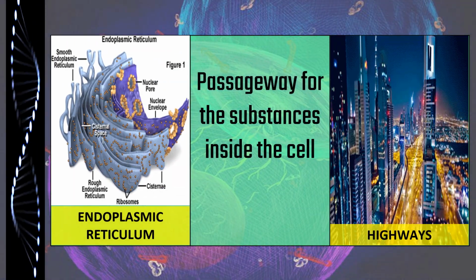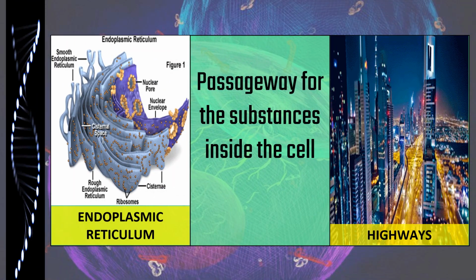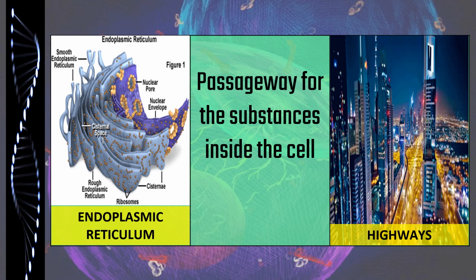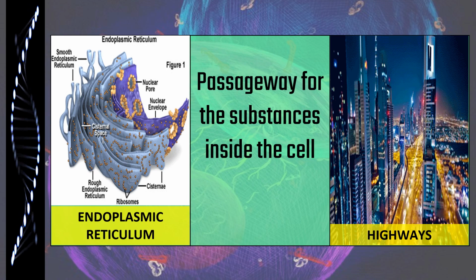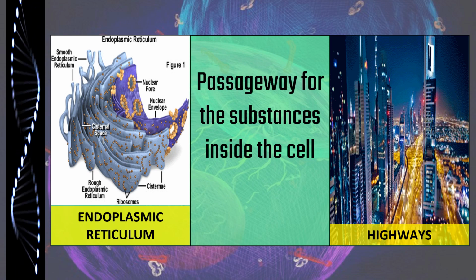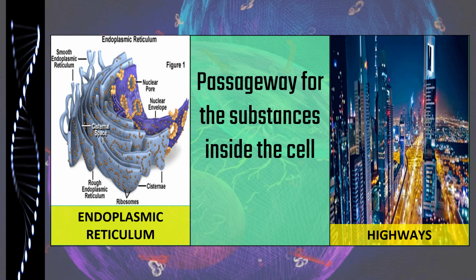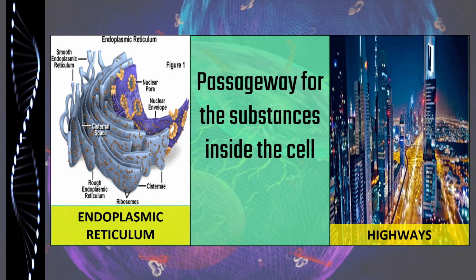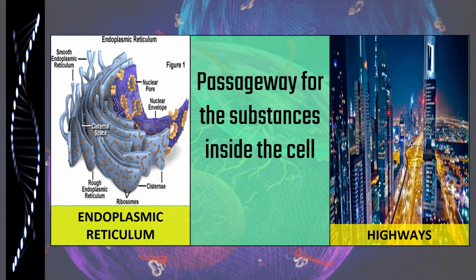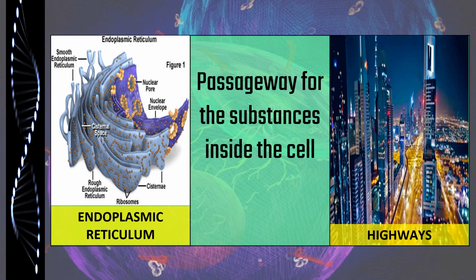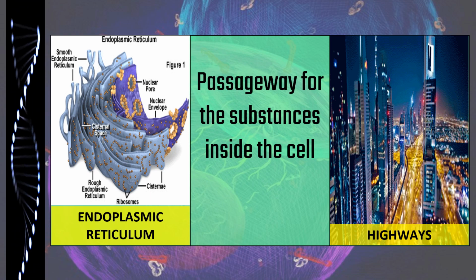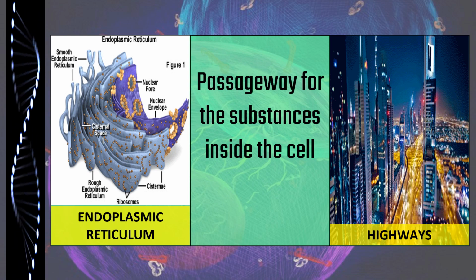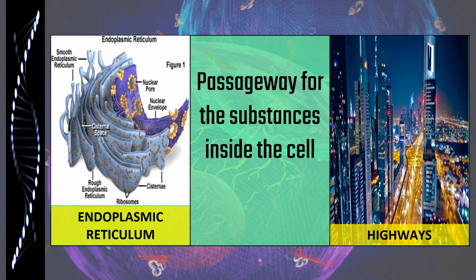We also have the endoplasmic reticulum. It is the passageway for the substances inside the cell. They are like highways that serve as roads for the transport of materials between various parts of the cytoplasm. We have two different types of endoplasmic reticulum. We have the rough endoplasmic reticulum, which has ribosomes. It is where modification of protein occurs, and it serves as the passageway of protein molecules.